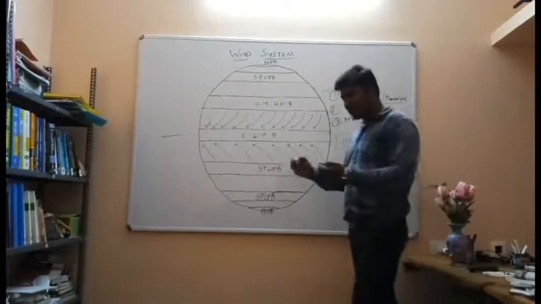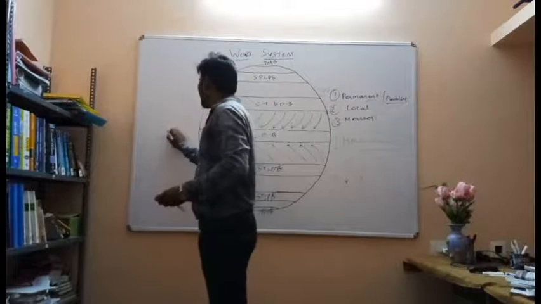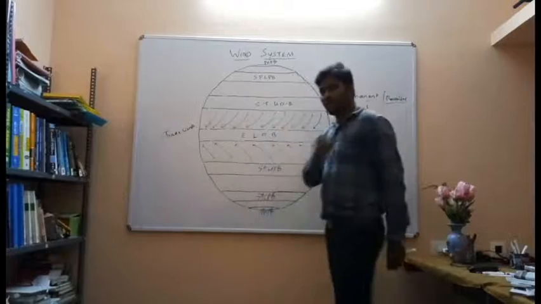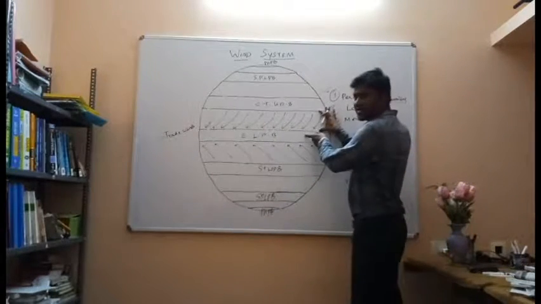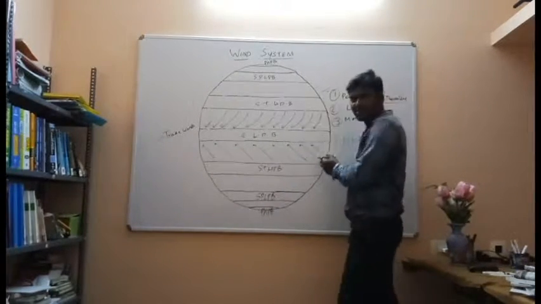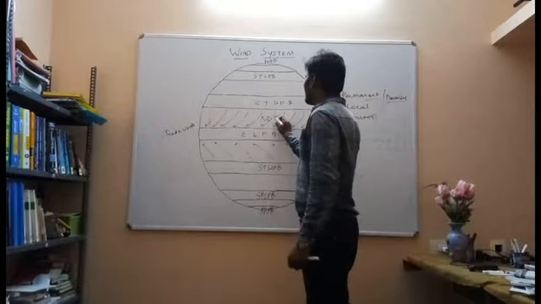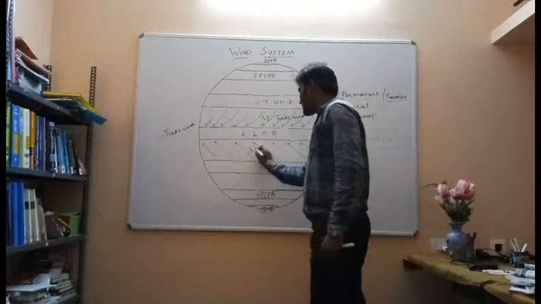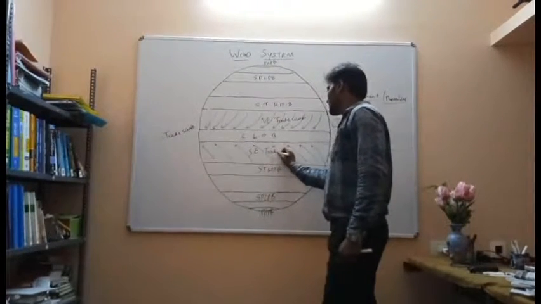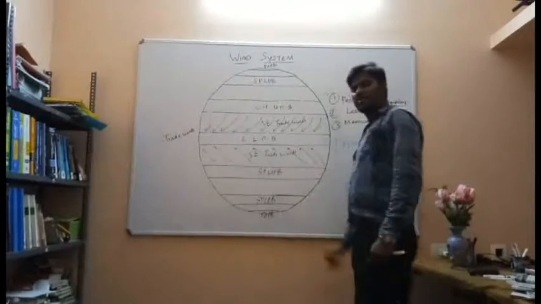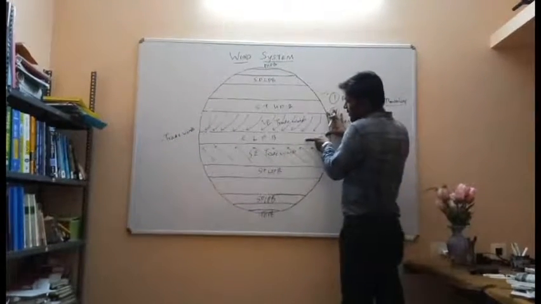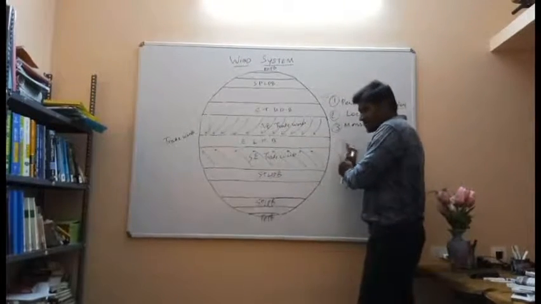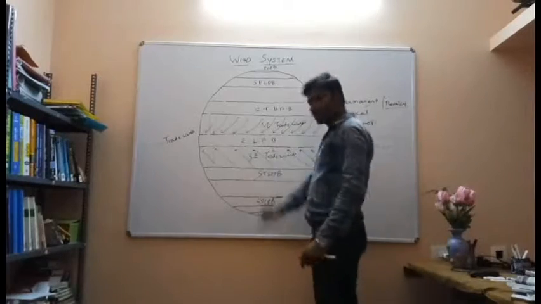Now this type of wind is called trade winds. In the northern hemisphere, this is known as the northeast trade winds, and this is known as the southeast trade winds, because in the northern hemisphere they originate from the northeast, and in the southern hemisphere from the southeast. That's why they are named trade winds.